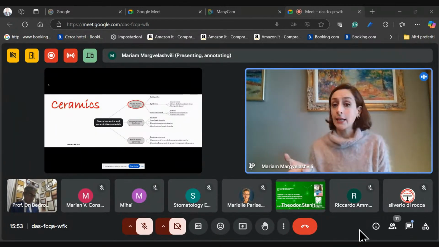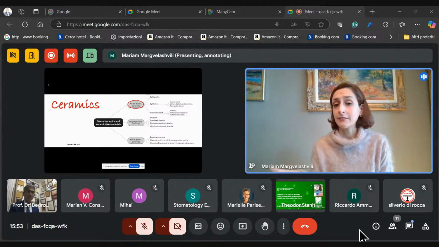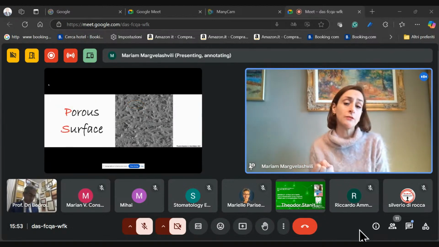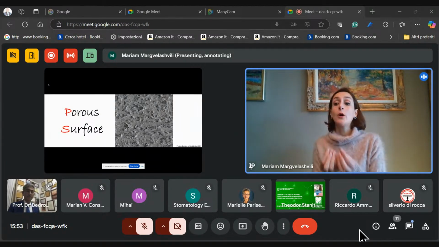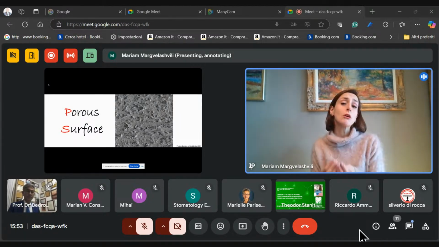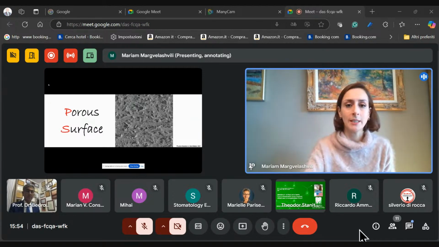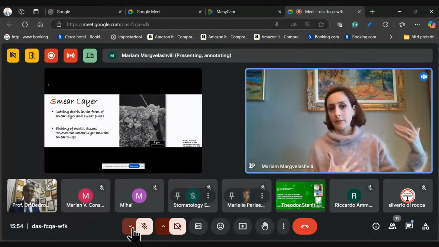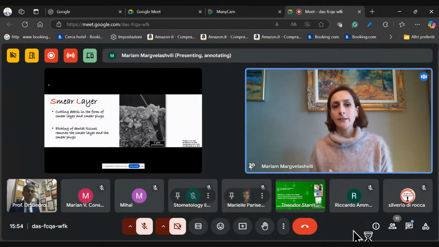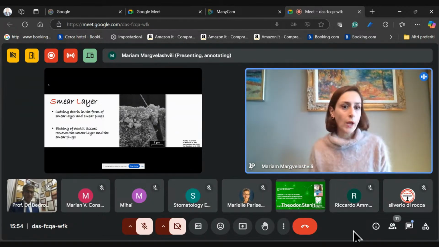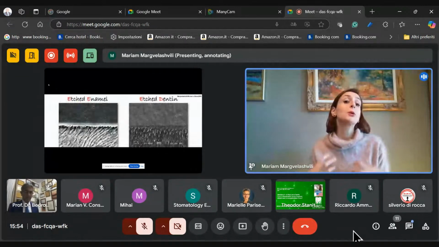Now, when we use glass ceramics like Emax, which belongs to the family of glass phase ceramics, and we etch with hydrofluoric acid, we remove the glassy phase, which creates a porous surface that accounts for a really strong bond between the ceramic material and dental substrates. On the other hand, we have enamel and dentin, and they're covered with a smear layer, which is cutting debris, but we achieve more intimate adaptation between resin cement and dental substrates like enamel and dentin.